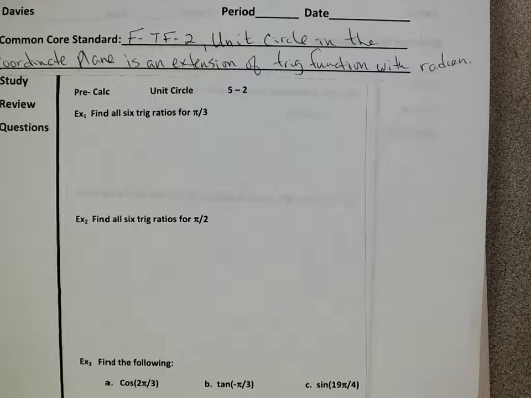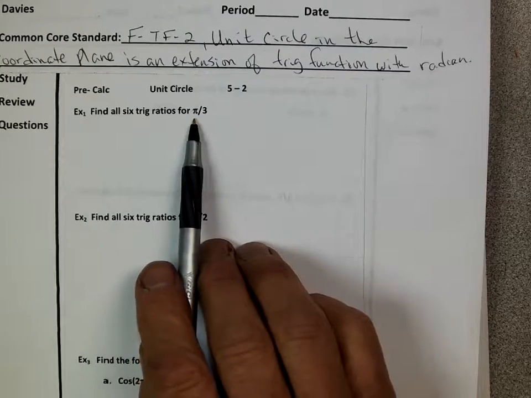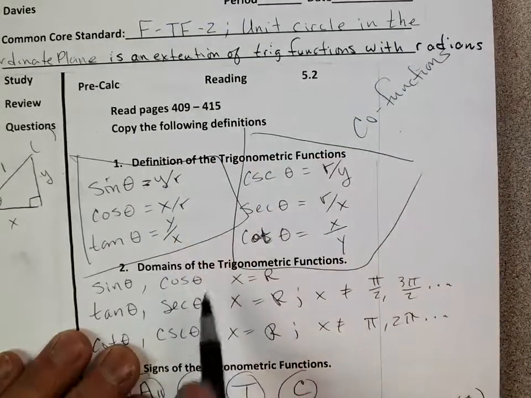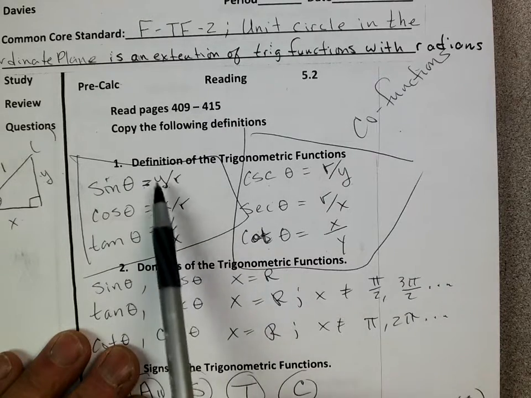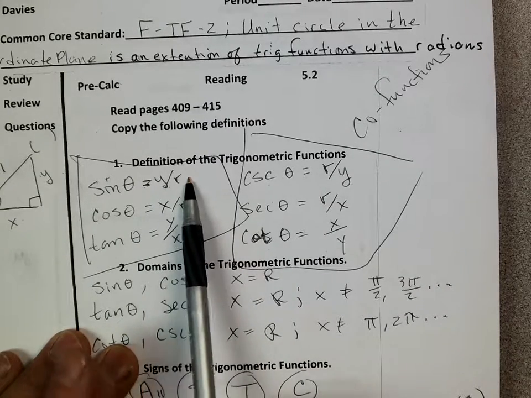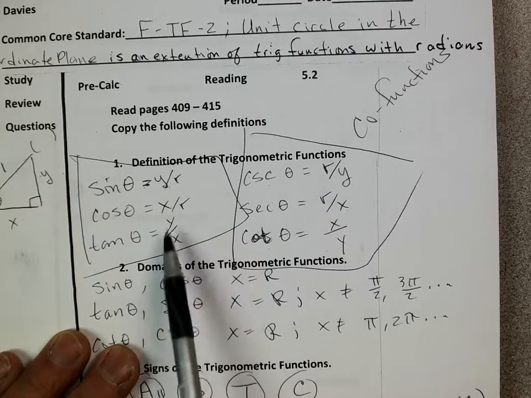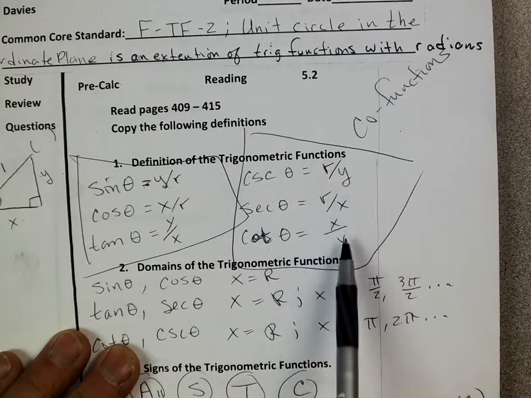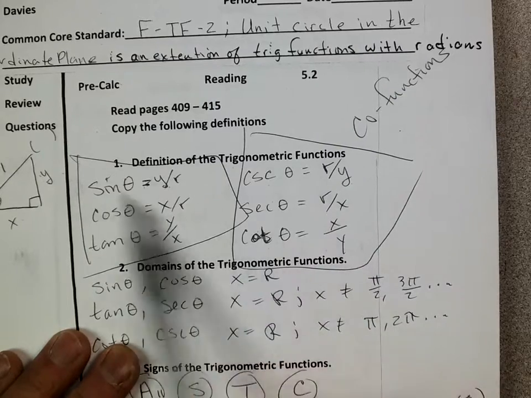Okay, now find all 6 trig ratios for pi thirds. And we learned in our reading these are our 6 trig functions, or trig ratios. Y over r, r is 1 on the unit circle. X over r, y over x, and then the cosecant, r over y, r over x, and x over y. So we're going to do this. We're going to do all 6.